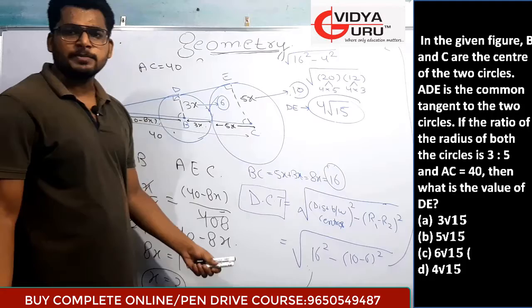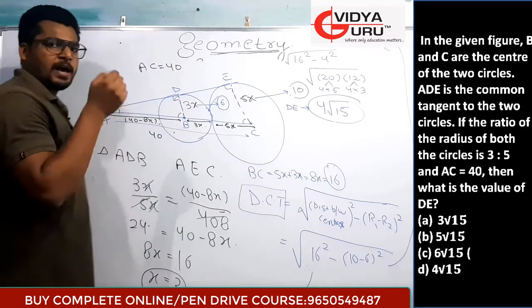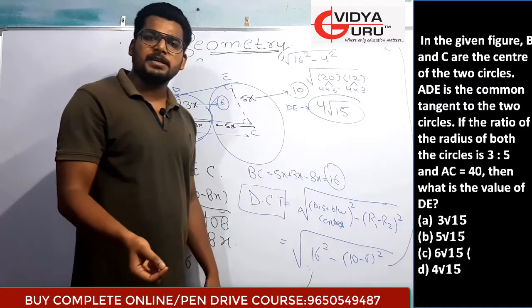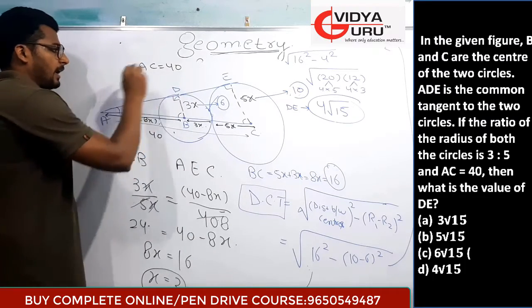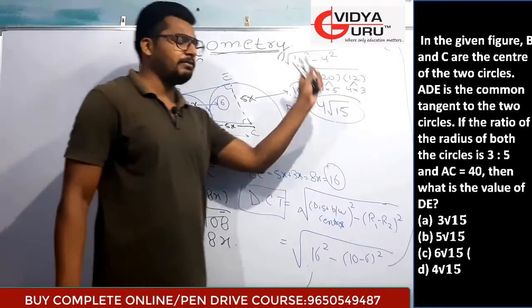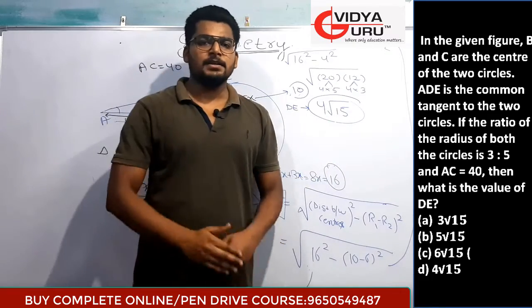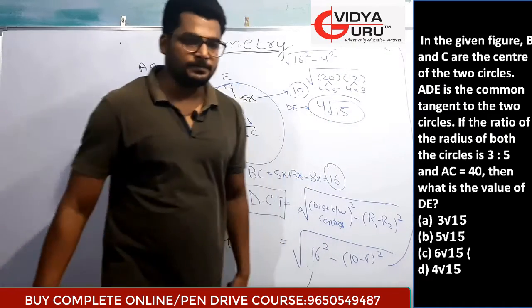And you all know what the Pythagoras theorem is. Hypotenuse square is equal to perpendicular square plus base square. If you put in the values, you will find the values of AD and AE also, then we can find DE. It will be the same, 4 root 15. So coming on to our next question.